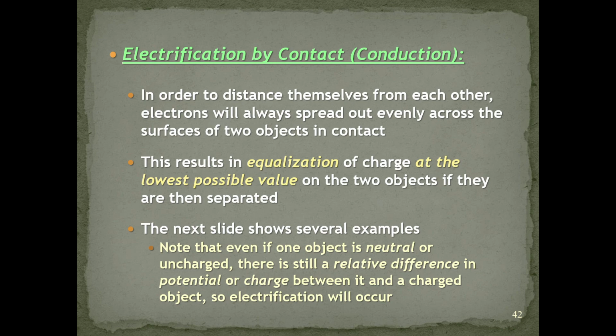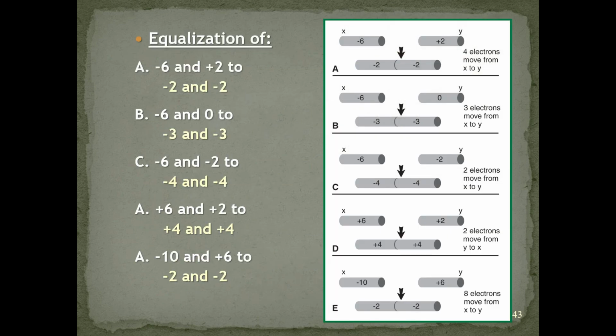Note that even when one of the objects is neutral or uncharged, there's still a relative difference in charge from object to object, so you still have electrification. For example, in A, you have two materials, one with a -6 charge and the other with a +2 charge, and they will discharge to -2 and -2. 4 electrons move from the X with -6 to the Y with +2.